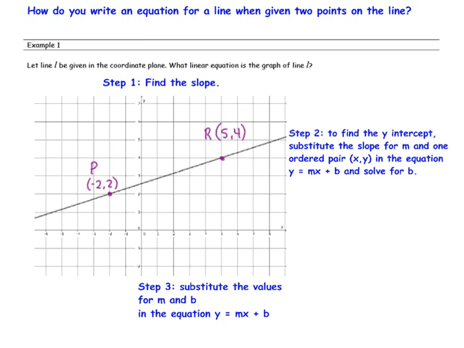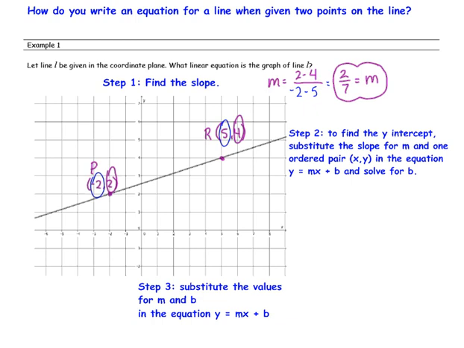Recall that the slope is the difference between the y coordinates over the x coordinates. So we'll have our difference of our y coordinates, which is 2 minus 4, over the difference of our x coordinates, which is -2 minus 5. We'll calculate that answer, and we get 2/7. So 2/7 is the slope of our line.